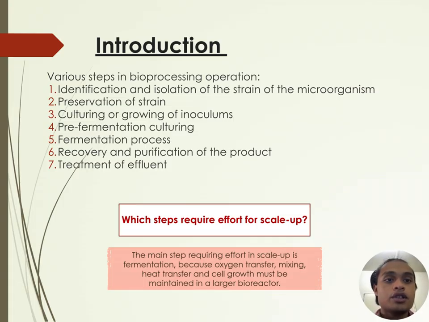Okay, now for the introduction part. There are 7 steps in bioprocessing operation, but the step that requires effort for scale up is fermentation. Because oxygen transfer, mixing, heat transfer, and cell growth must still work properly in a large bioreactor. Inoculum and pre-fermentation steps also need some scale up to prepare enough healthy cells.